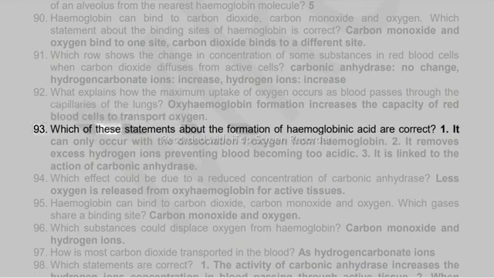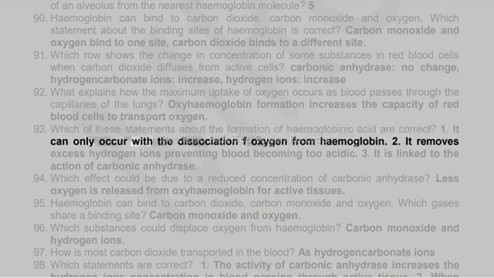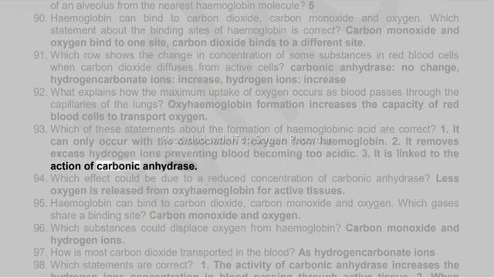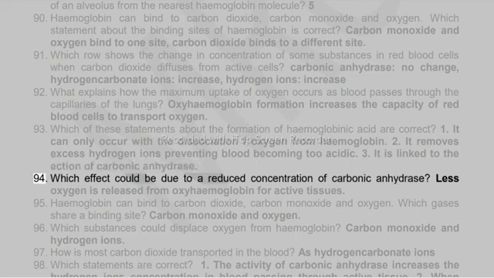93. Which of these statements about the formation of hemoglobinic acid are correct? 1. It can only occur with the dissociation of oxygen from hemoglobin. 2. It removes excess hydrogen ions, preventing blood becoming too acidic. 3. It is linked to the action of carbonic anhydrase.